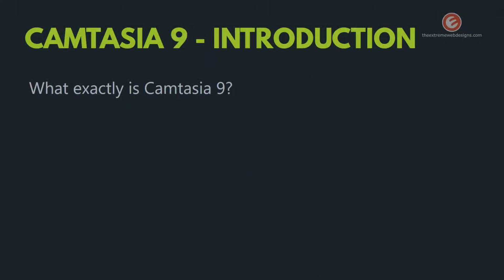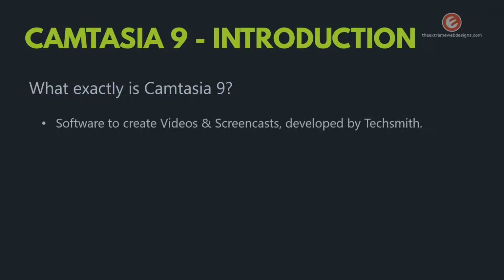So what exactly is Camtasia 9? Camtasia 9 is an amazing software that is used to record screencasts and videos and produce professional-looking, high-quality videos by means of adding special effects, music, annotations, etc. Camtasia was developed by TechSmith.